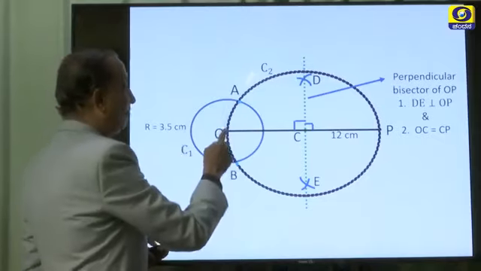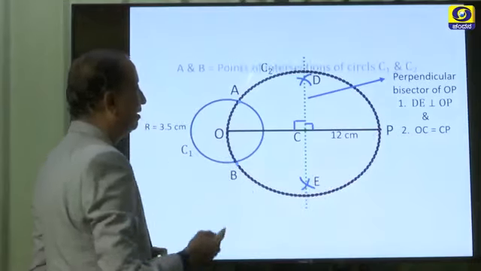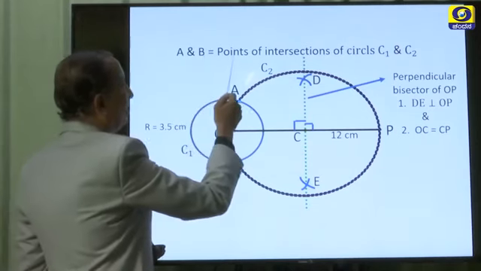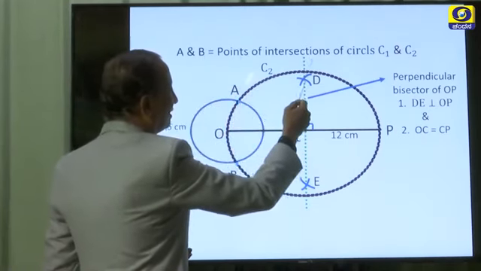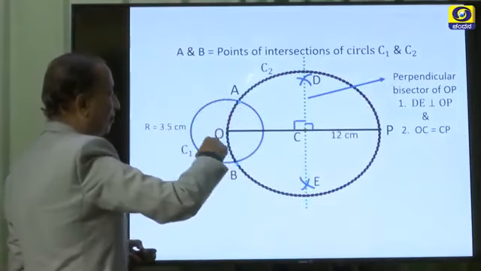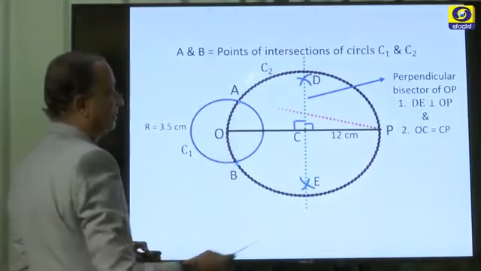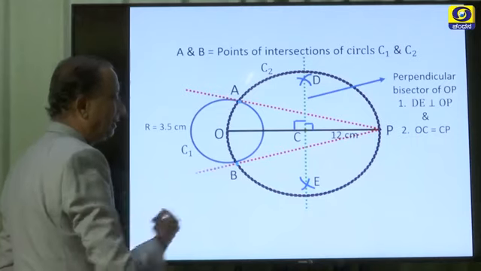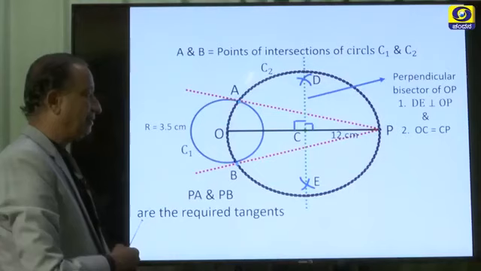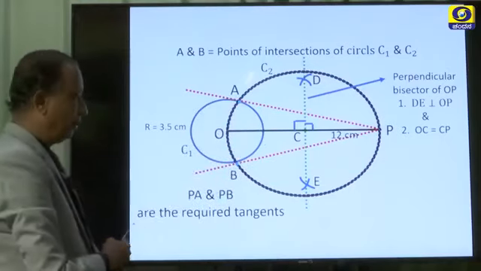Okay. Now, having located A and B, before joining P, please make a note of this: A and B are nothing but the points of intersection of circles C1 and C2. This is circle number 1, this is circle number 2, these are the 2 points of intersection. Now, join PA and extend a little, join PB and then extend a little. So, they will be the required answer, they will be the tangents to circle number 1. Okay.